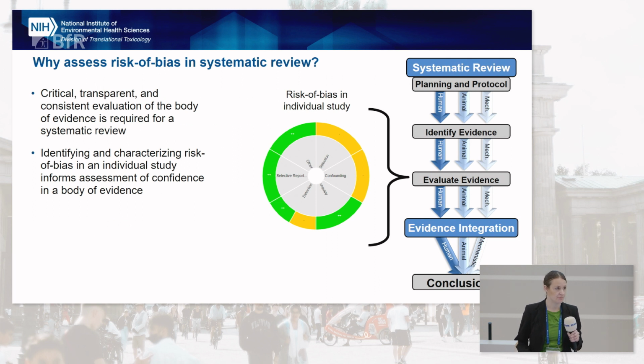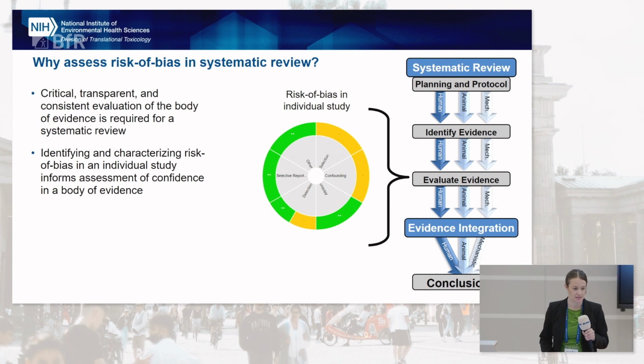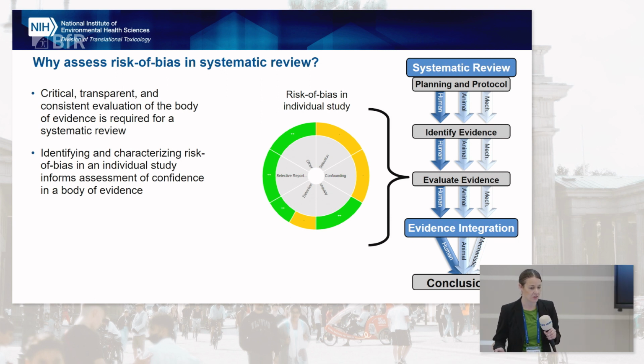So why do we assess risk of bias in a systematic review? I think Julian Higgins said something about how risk of bias is critical to a rigorous assessment, a rigorous evaluation. It's important that this assessment be transparent and consistent across a body of evidence.